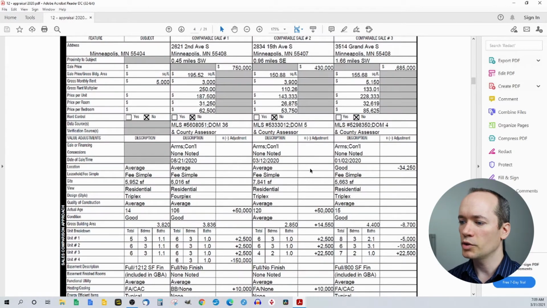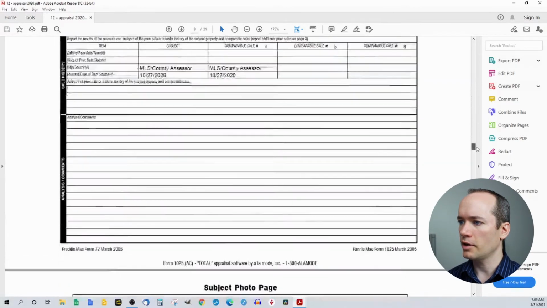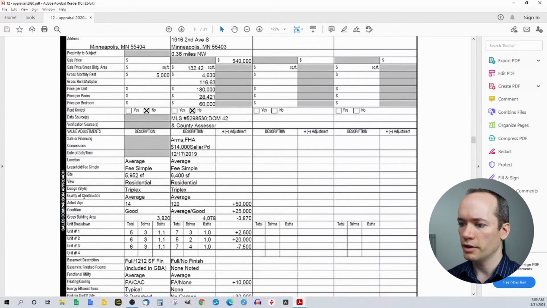Now looking at the 2020 appraisal, the condition line item, they're saying the subject property is good. All these are good, average, good. So no adjustments there. But if I jump down to page 9 here, the condition of this one is average/good. And so in this case, the appraiser adjusts up $25,000.